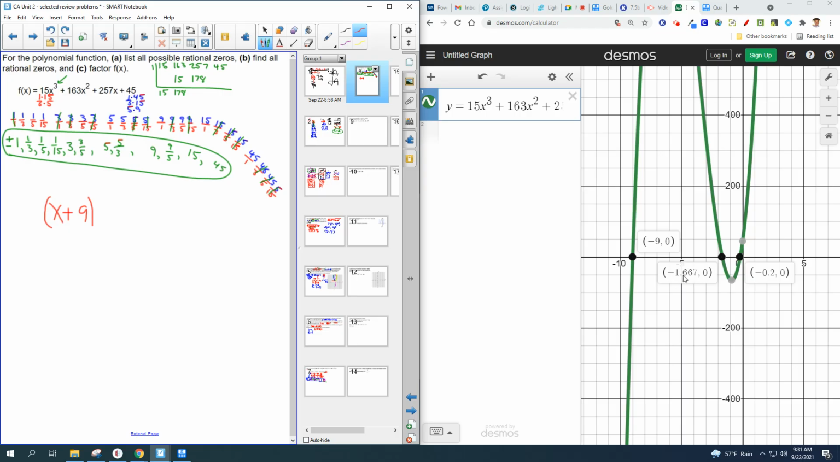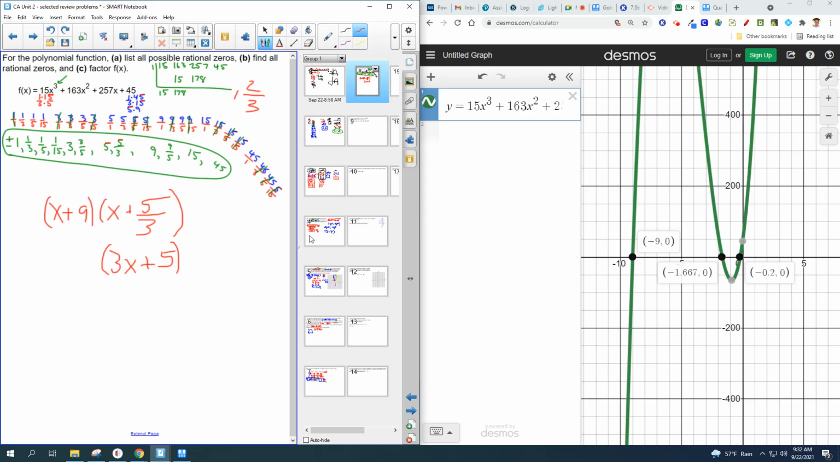Negative 1.67 would be like what? 1 2/3. 1 2/3 is like 5/3. So we would have x plus 5/3. But that's not what I want. That's not going to work. I would say 3x... wait, what would that be? Divide by 3 plus 5. Solving that would give me negative 5/3.